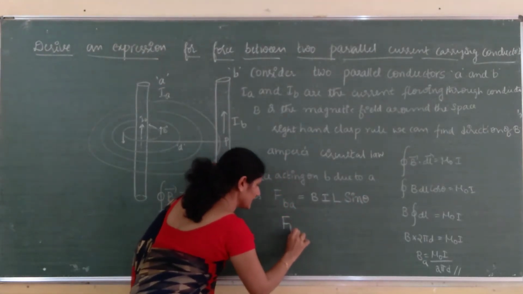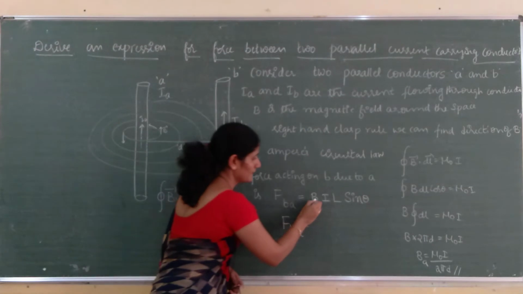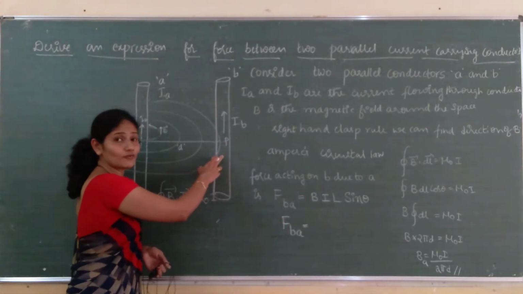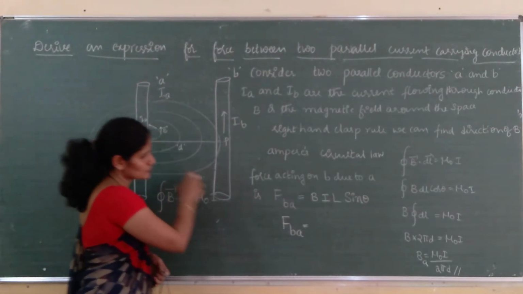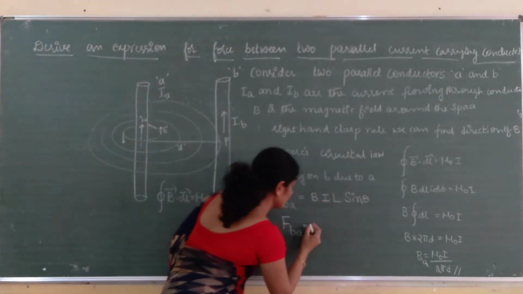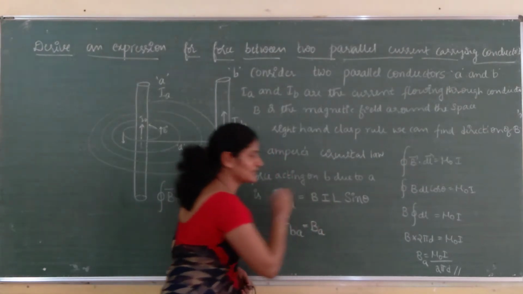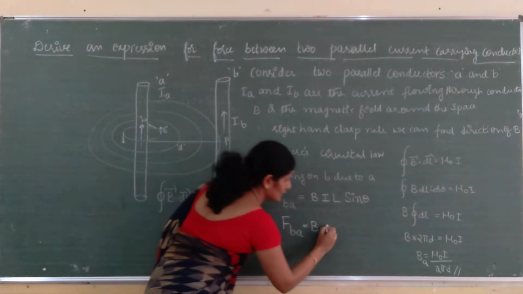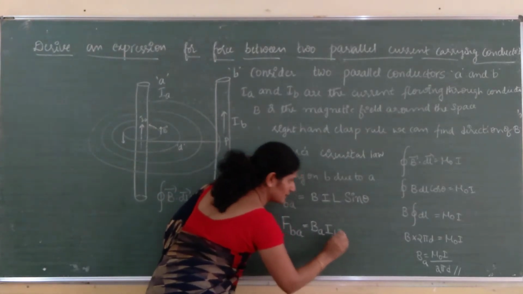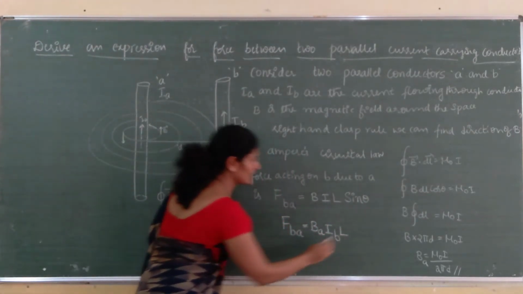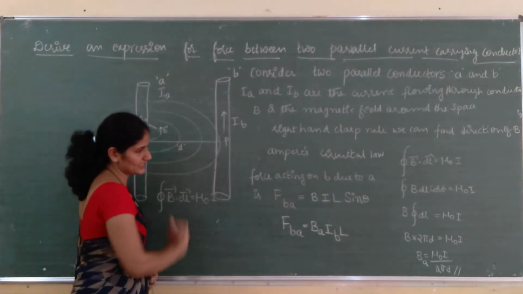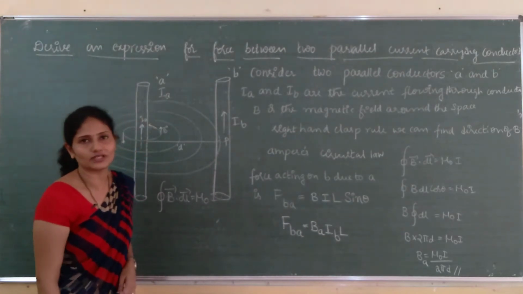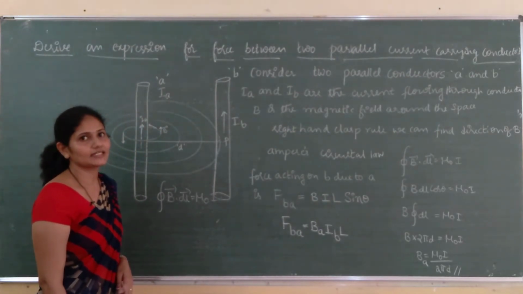So, F_BA is equal to I L B sin theta. B is the magnetic field of conductor A, so B is nothing but B_A. I is the current flowing through conductor B, so it is I_B only. L is the length of the conductor. Theta is the angle between the B vector and the L vector.